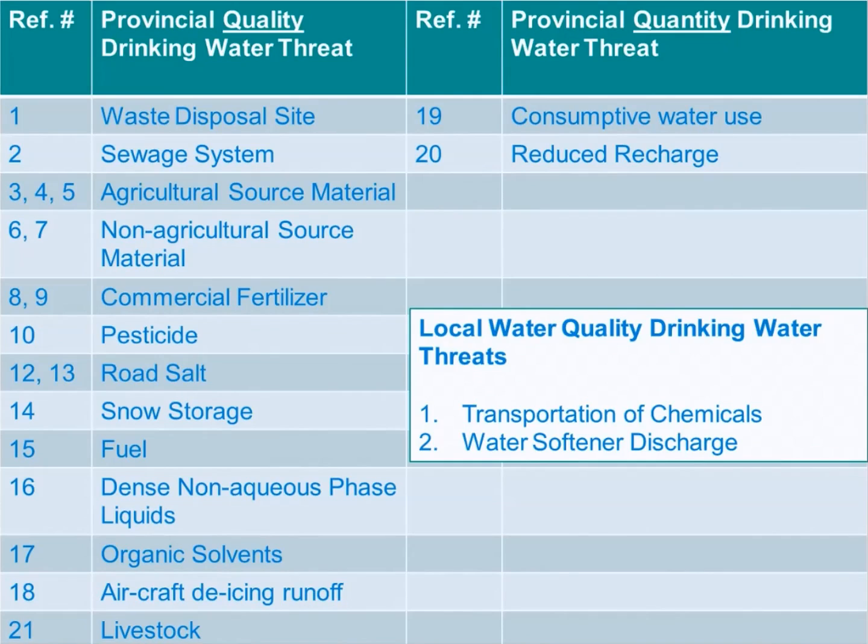The Cataraqui Source Protection Committee also identified 2 local drinking water threats: chemicals transported by roads, railways, and water softener discharge. The Cataraqui Source Protection Area Assessment Report, approved in October of 2011, includes an inventory of the type and number of drinking water threats within wellhead protection areas and intake protection zones. This report helped the Cataraqui Source Protection Committee focus source protection policies on relevant activities. Depending on the scale of the activity and how vulnerable an area is, drinking water threats are classified as either low, moderate, or significant.